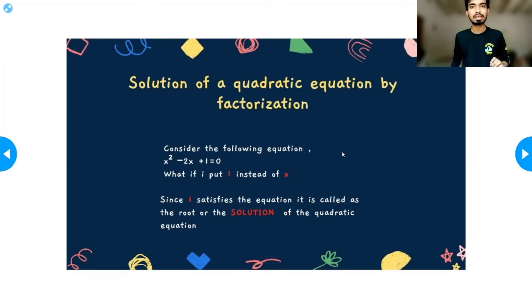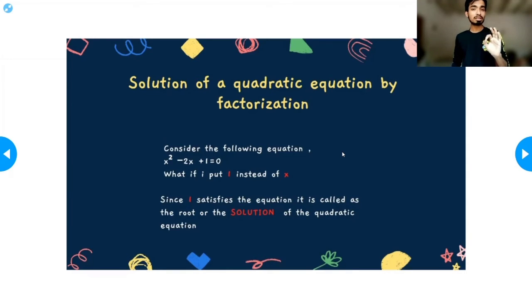That is the right hand side. That's called satisfying the equation, making the left hand side equal to the right hand side. Now what does the solution mean? The solution is basically the value of x and y, or x, y, z, or the variables. This value of x, y, z is called the solution of the quadratic equation.